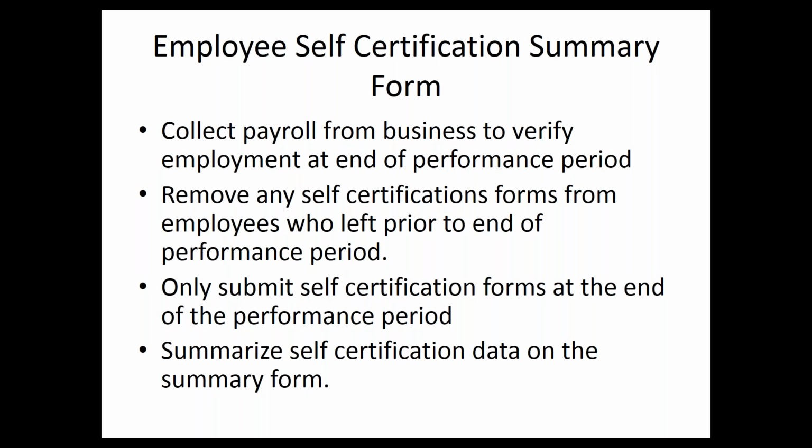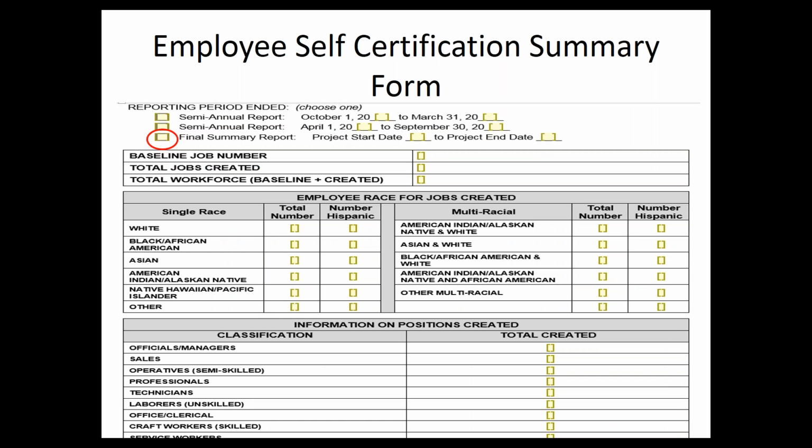So again, we ask that the status of the LMI, the race, the ethnicity data, all that be summarized on a form that we will go over now. So this is what the self-certification summary form looks like. This is a form that we have created and use in our economic development and public facilities for economic development. So I will point to the red circle on the screen.